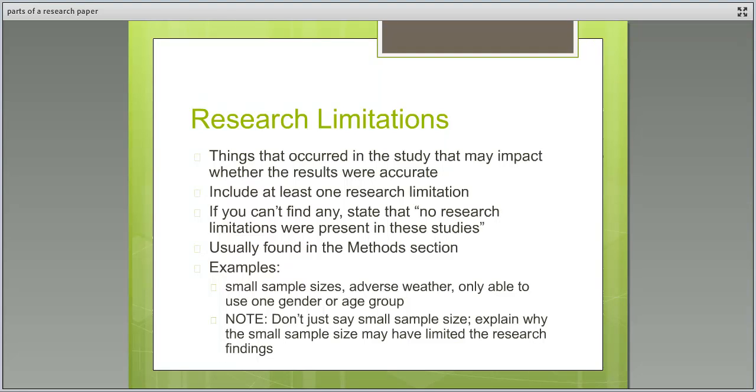Usually the research limitations will be found in the methods section, so work it into your paragraphs on the methods of each of your papers that you are summarizing. Some examples of research limitations include small sample sizes, adverse weather, or only being able to use one gender or age group in the study. One note, don't just say small sample size was a research limitation. Explain why the small sample size may have impacted the research findings.